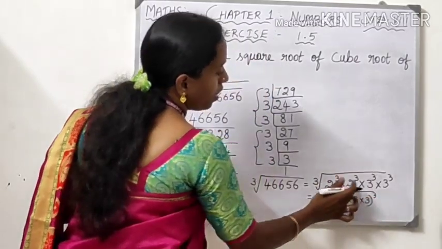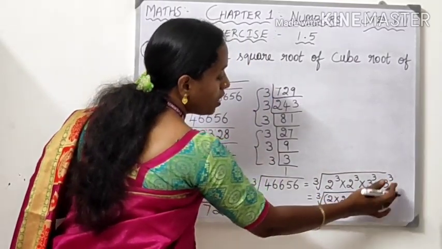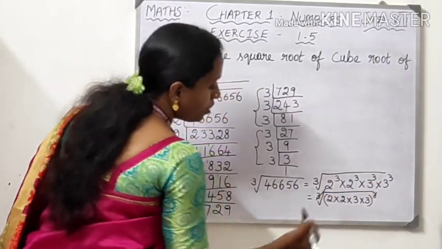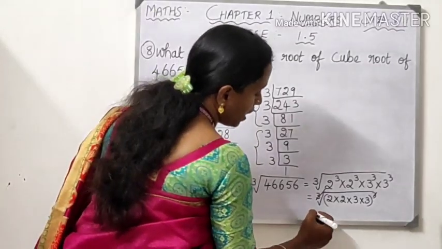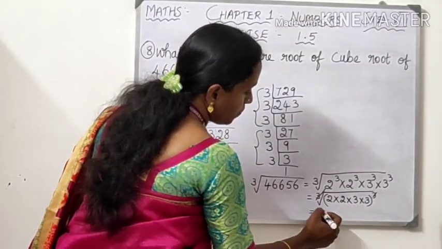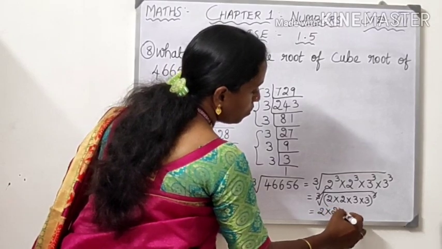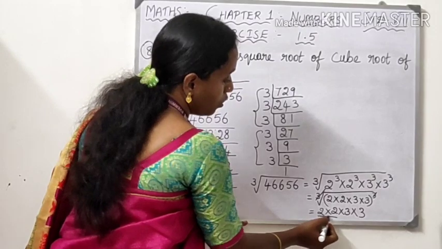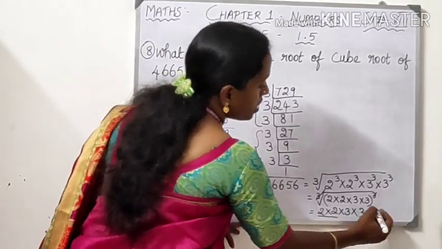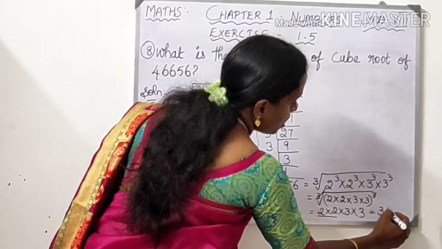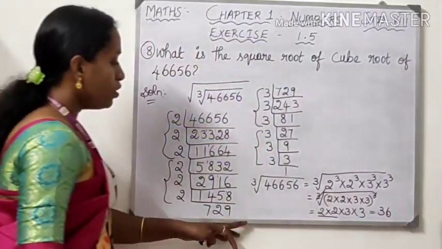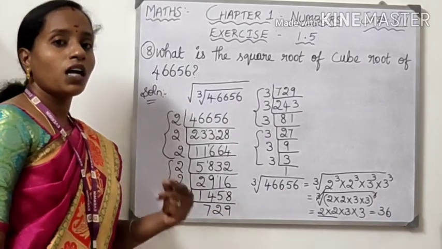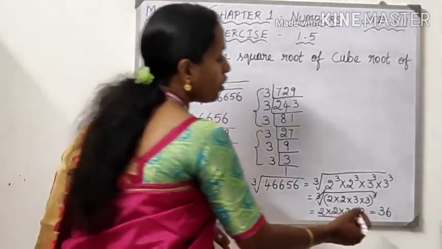So each and every prime factor has the power 3. So we can take it as common. Now this cube and the cube root can be cancelled. So what will we get as the value in the next step? 2 into 2 into 3 into 3. Now multiply this. 2 2s are 4, 4 3s are 12, 12 3s are 36. So this is the value for the cube root of 46,656. Now we need the square root of this 36.